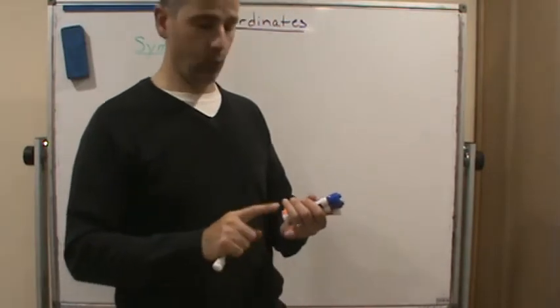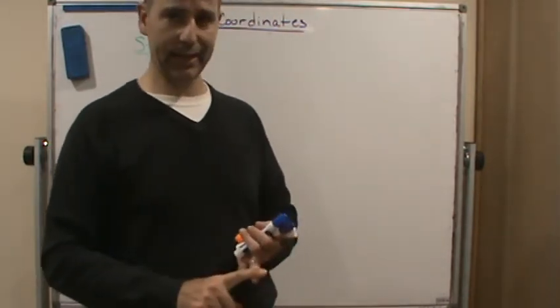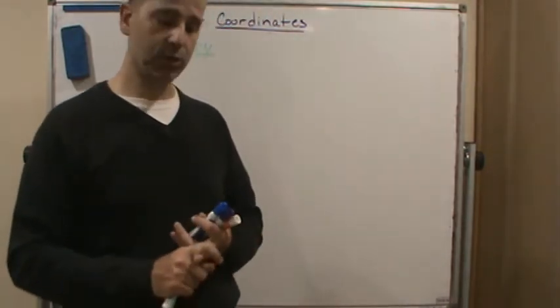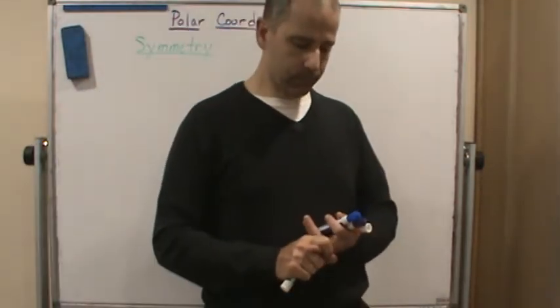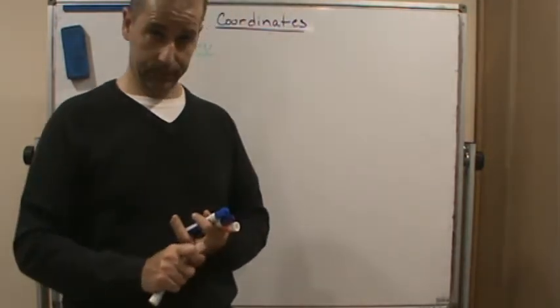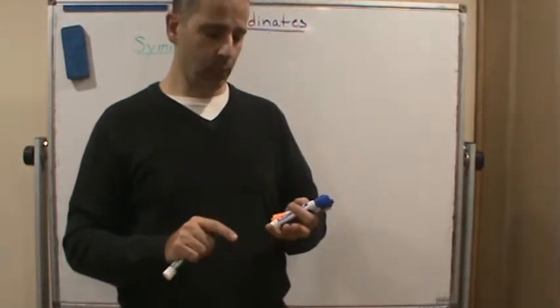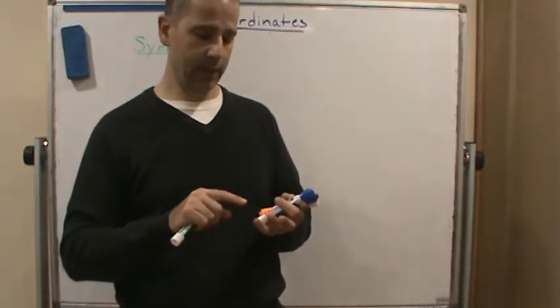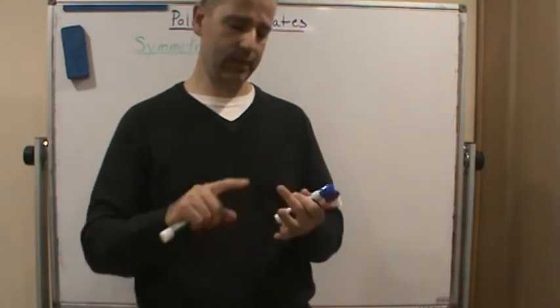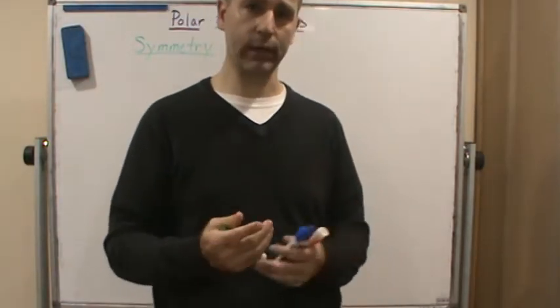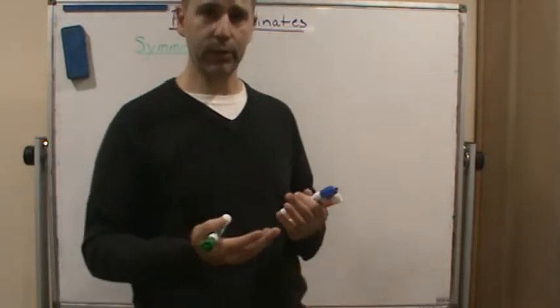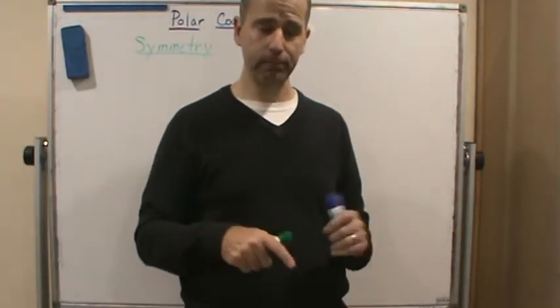Symmetry with respect to the y-axis, symmetry with respect to the x-axis, symmetry with respect to the origin. Okay, now typically we can test for all three of those, but typically we're only interested in symmetry with respect to the y-axis and the origin, because those are what functions will exhibit. So again, we're talking about functions, right?